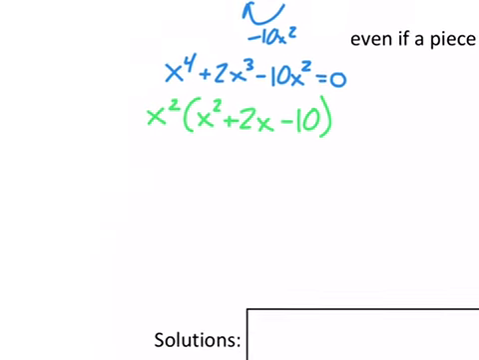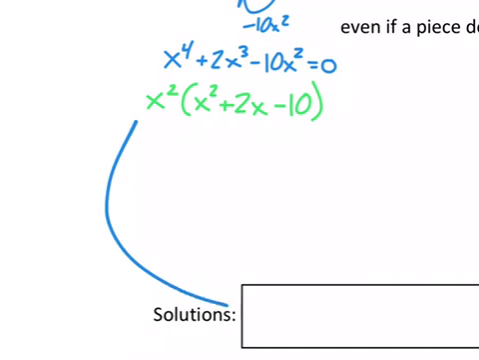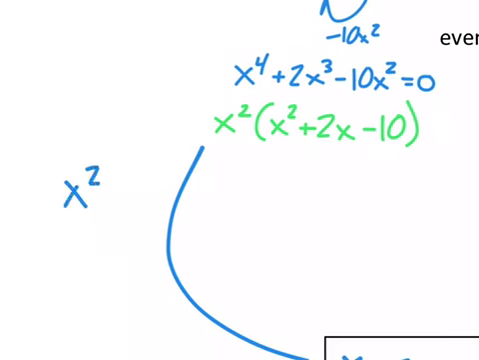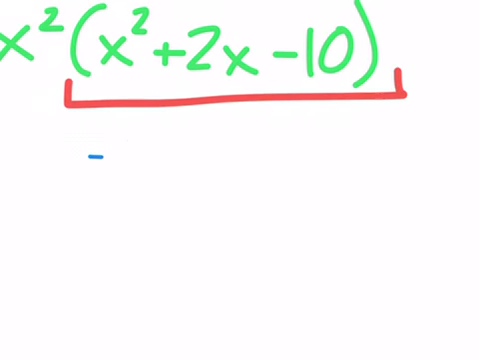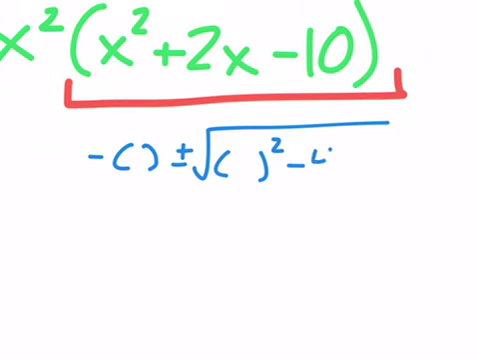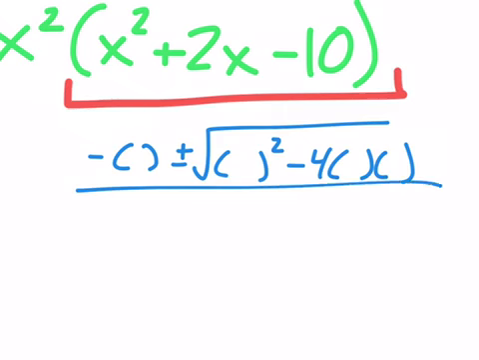Alright, so one of our zeros here is going to be x is equal to 0, because if I set up x squared equal to 0 and square root both sides, I get that x is equal to 0. This piece here is not factorable, so we have 2 options, quadratic formula or complete the square. I did completing the square earlier, so let's go quadratic formula on this one. We have negative b plus or minus square root of b squared minus 4ac all over 2a.